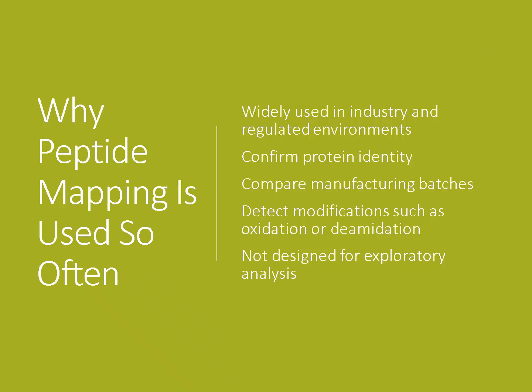Peptide mapping is widely used in industry, especially in regulated environments. It helps confirm protein identity, compare manufacturing batches, and detect modifications like oxidation or deamidation. Because it is robust and reproducible, it's ideal for routine analysis. However, it is not designed for exploratory or unknown proteins.